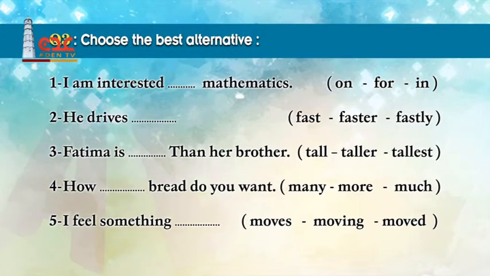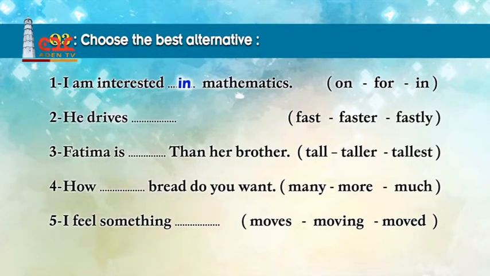Now I answer the sentences. How do we choose the best answer from the brackets? Number 1. I am interested in mathematics. I choose in because we are talking about interested. Don't forget, please, when you talk about interested you use the word in.